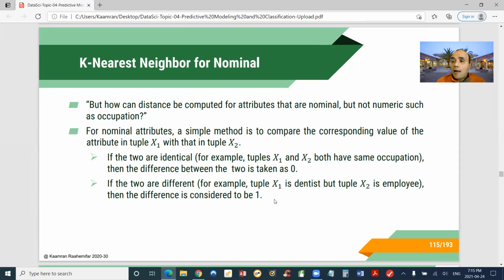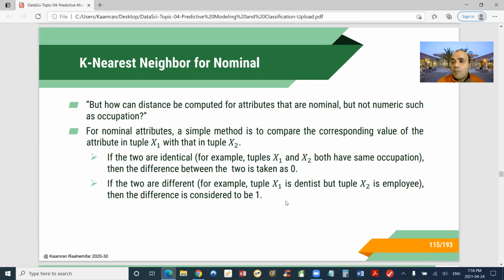You don't necessarily want to assign binary values to the actual attribute value. If the two attributes are identical, for example, both of them are young and young, obviously the distance is going to be 0. If the two are different, you could say 1. This is a simple way of identifying the distance between nominal values.